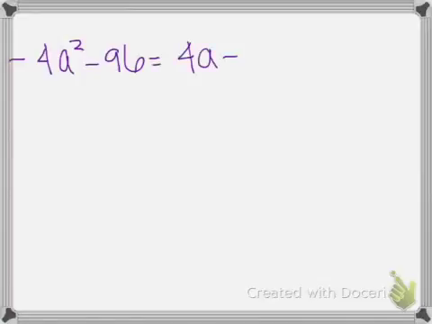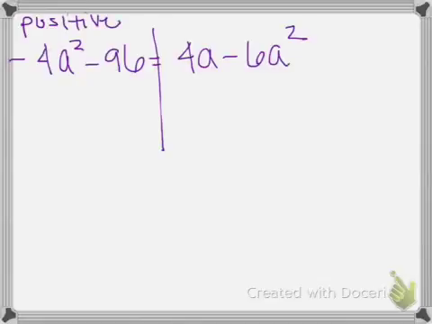We're going to try another solve by factoring, just because there's so many different types of factoring. Negative 4a^2 minus 96 equals 4a minus 6a^2. Now, I know I told you that this should always be positive. And you're right if you're thinking, oh no, that's negative. You don't have to worry about this quite yet, because when we move stuff to the left, the a^2 may very likely become positive.